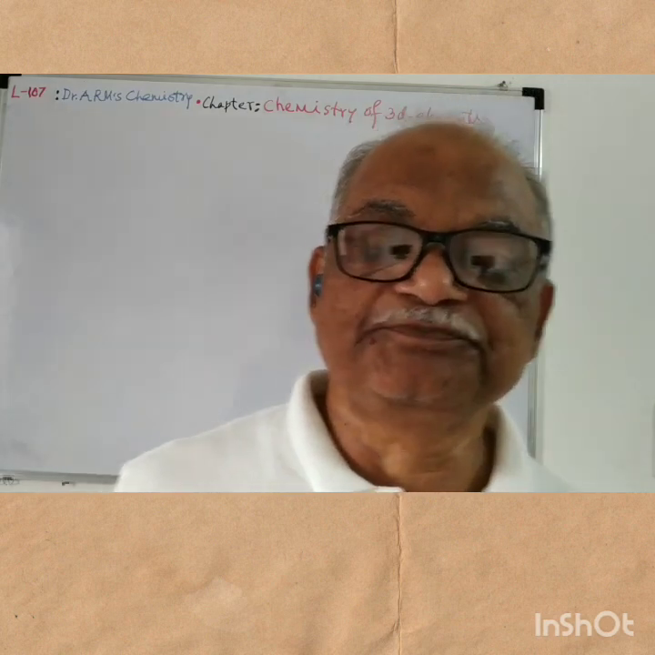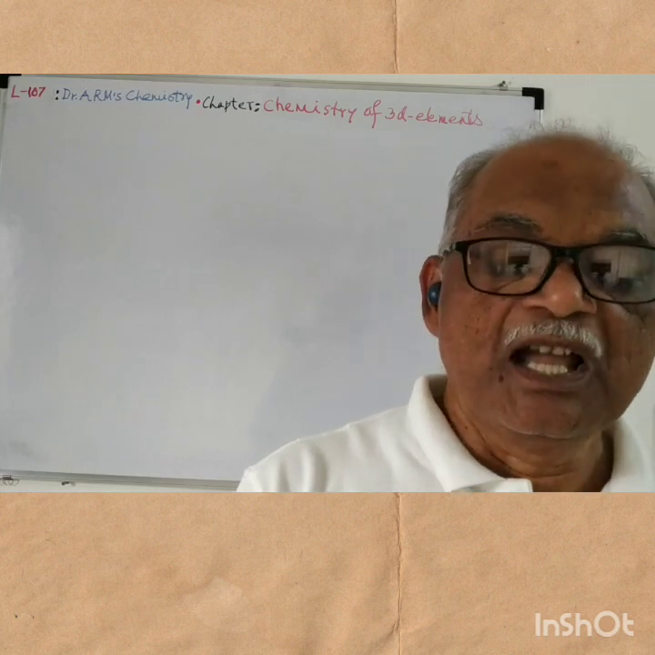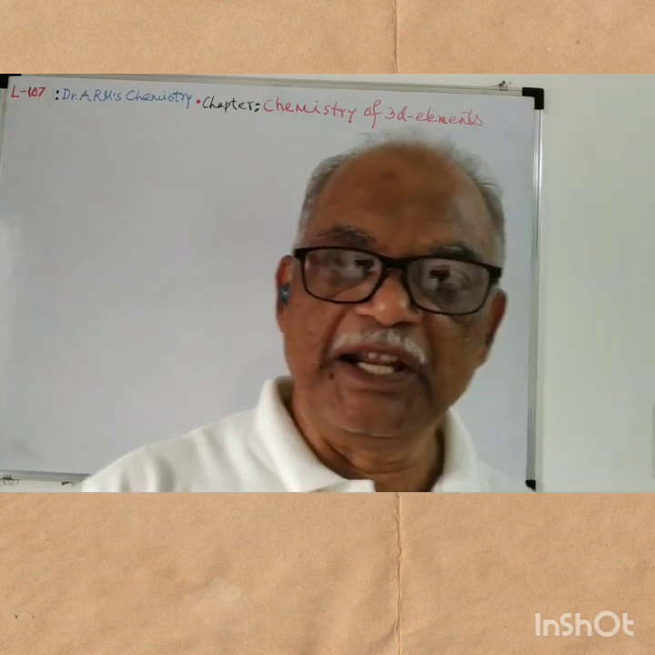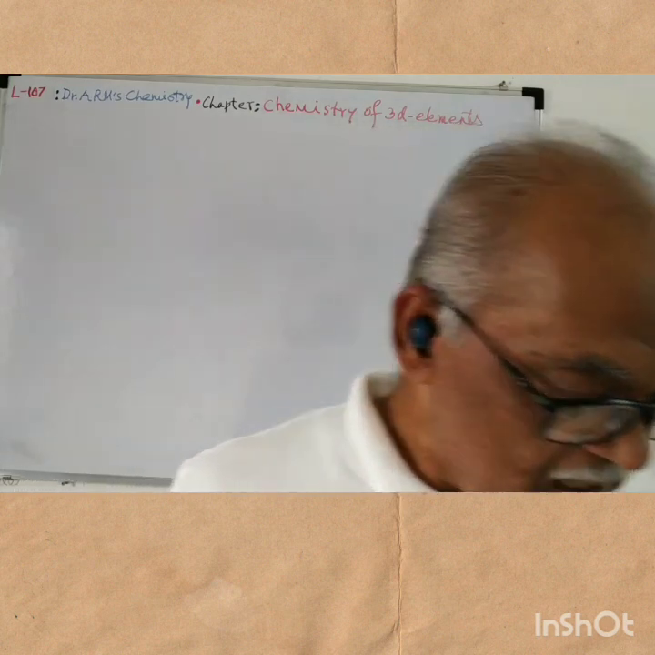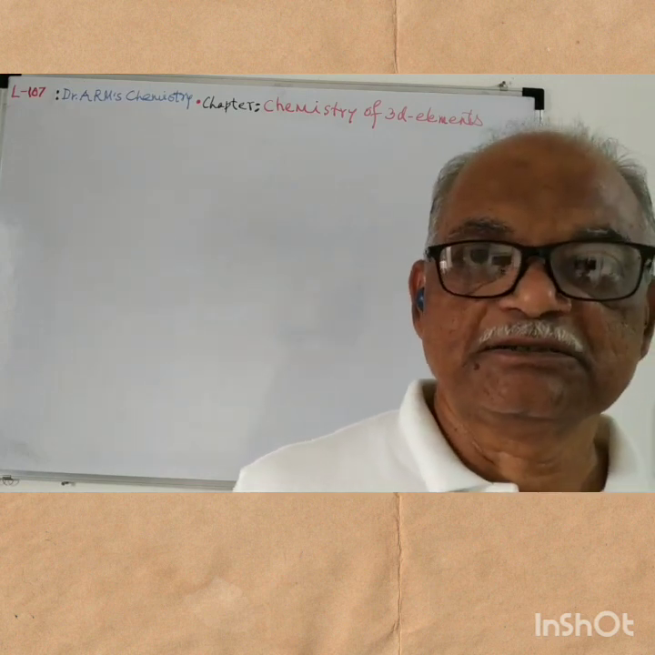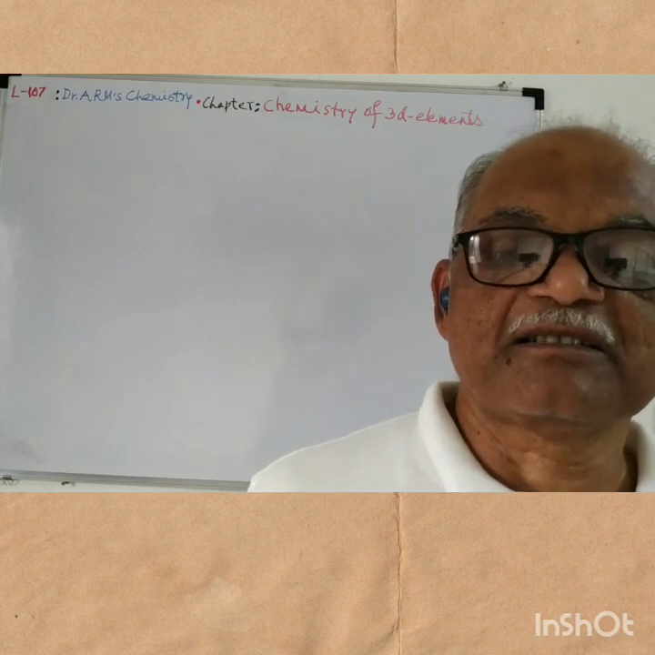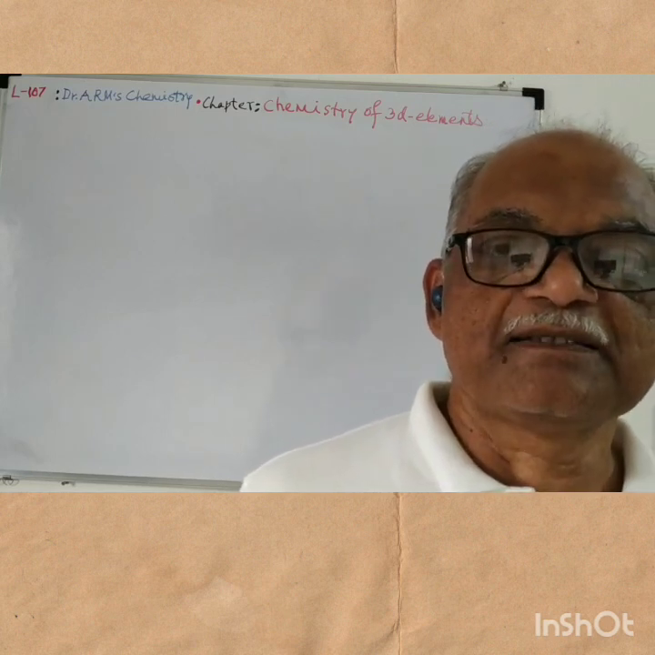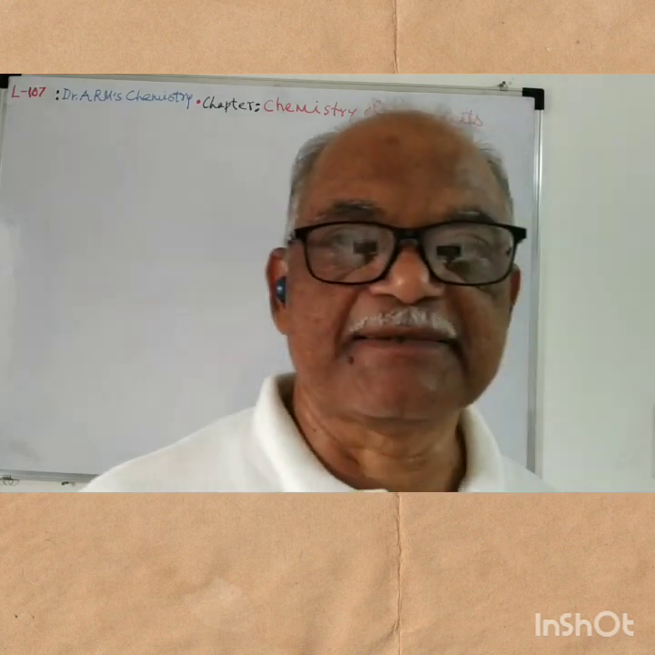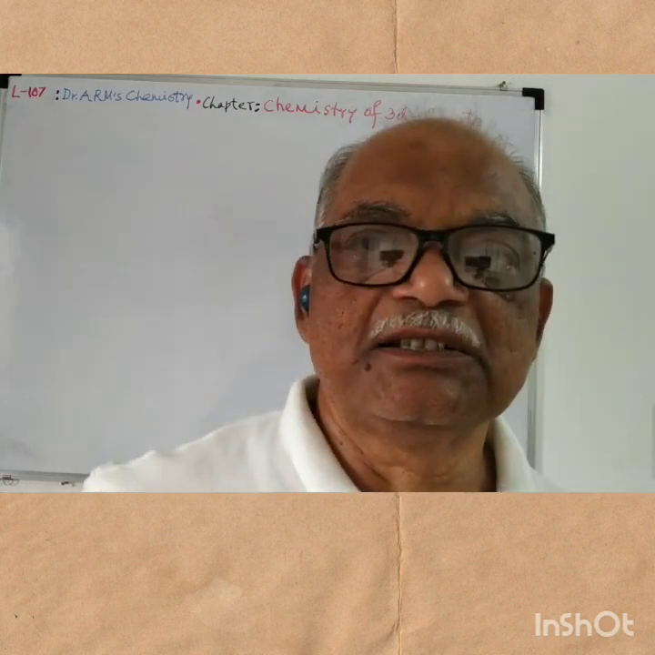We were discussing the chemistry of transition elements. Under this topic, we have seen many introductory points, and today we are going to see the next point in the coordination chemistry of these transition elements, and this is the coordination number and geometries of complexes of transition elements.